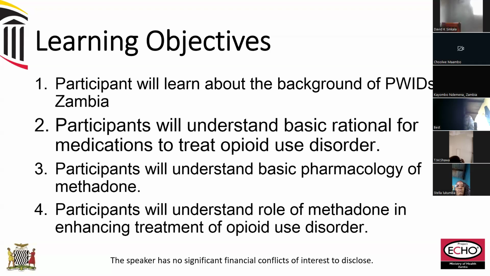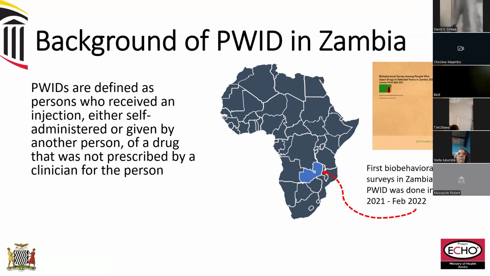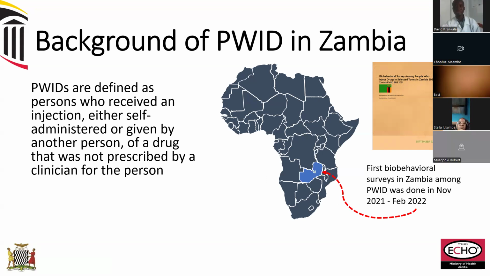I'm sure some of you have seen this before from the BBS. Basically, Zambia conducted its first biobehavioral survey among people who inject drugs in 2021 through 2022. We defined people who use or inject drugs as persons who receive an injection, either self-administered or given by another person, of a drug that has not been prescribed by a clinician for that particular individual.